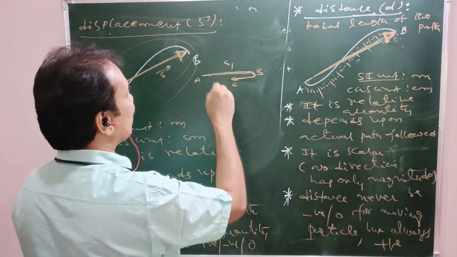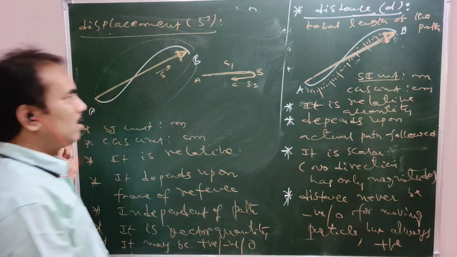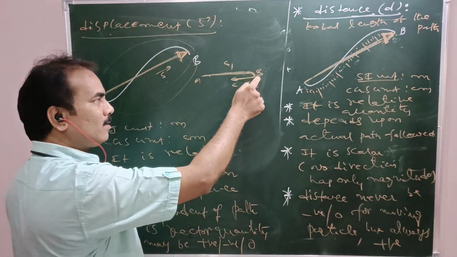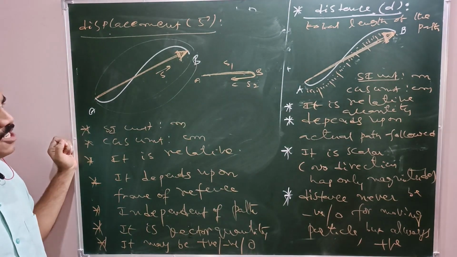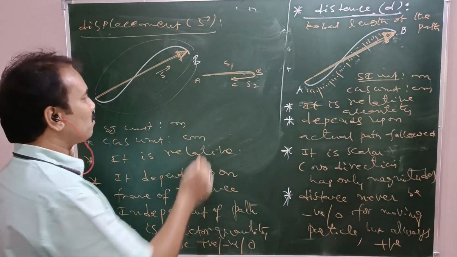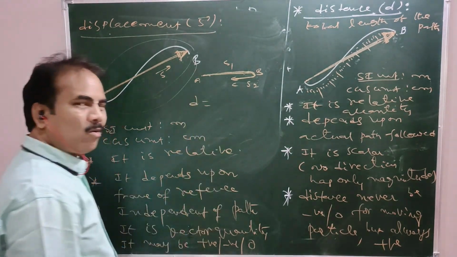Suppose this is S1, this is S2. From A to B, path length S1, from B to C, path length S2. Now what is the distance and what is the displacement? So distance D equals the total path length.